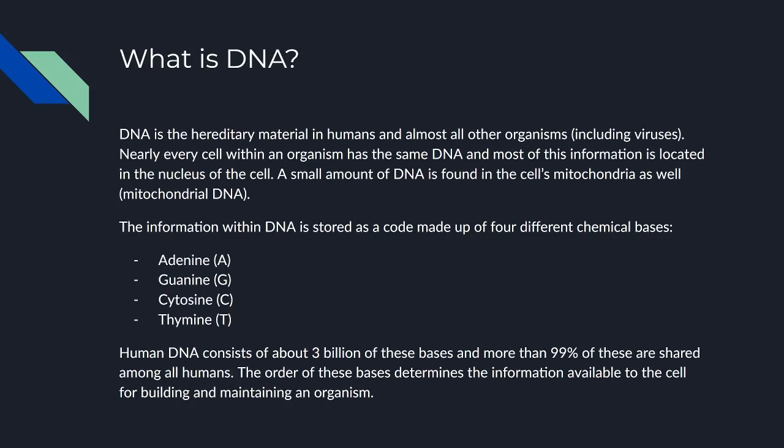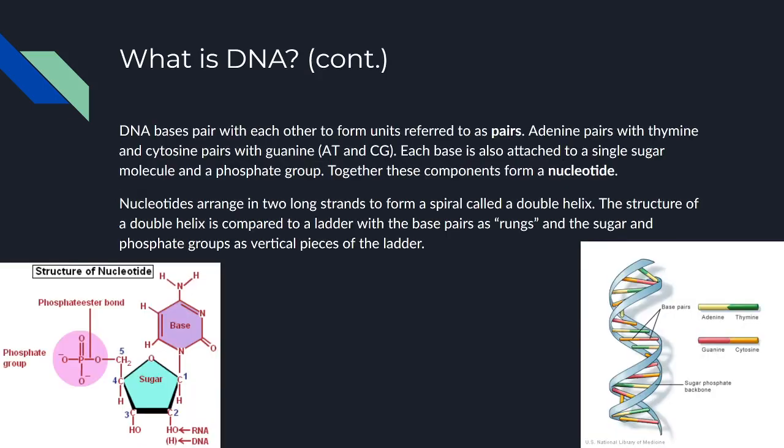Human DNA consists of about 3 billion of these bases, and more than 99% of these are shared among all humans. The order of these bases determines the information available to the cell for building and maintaining an organism. DNA bases pair with each other to form units referred to as pairs. Adenine pairs with thymine, and cytosine pairs with guanine, AT and CG. Each base is also attached to a single sugar molecule and a phosphate group. Together, these components form a nucleotide.